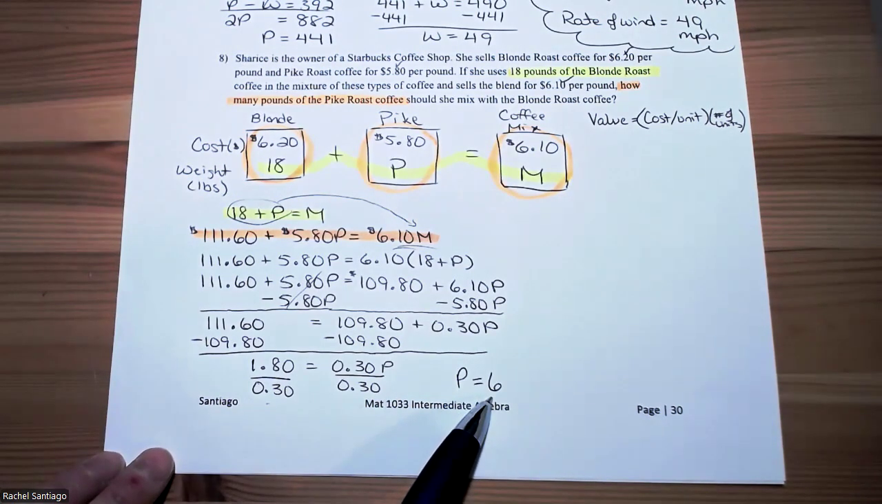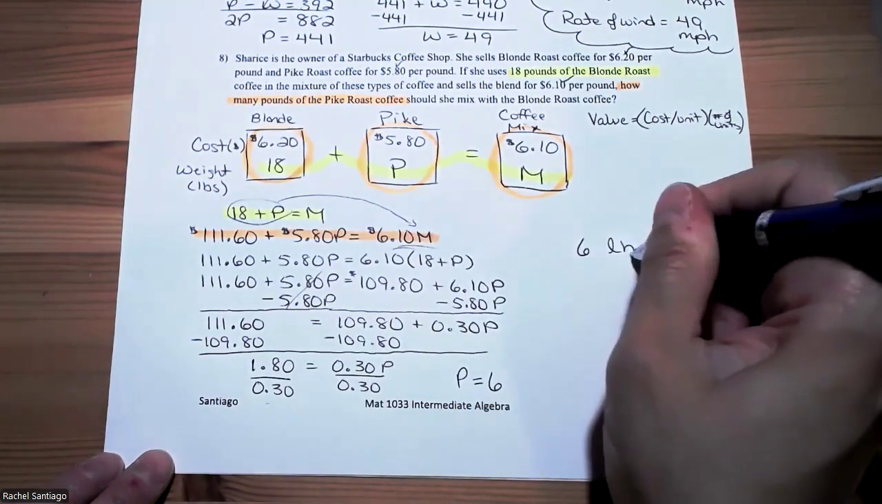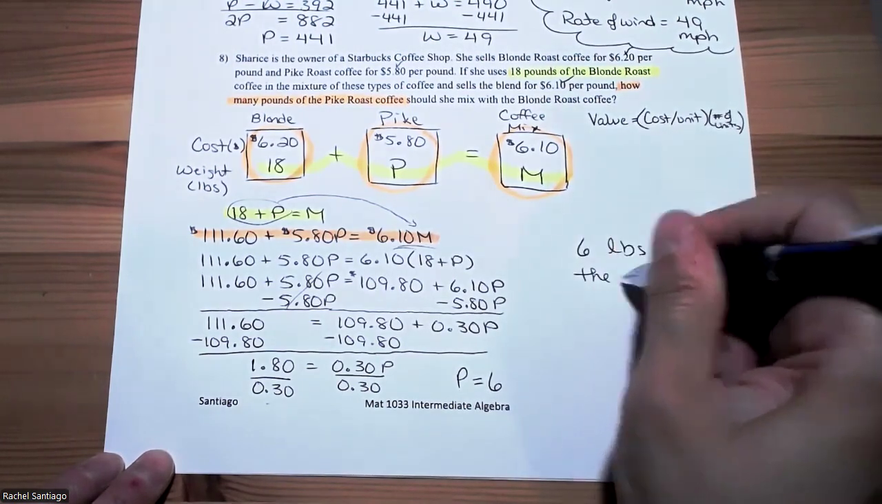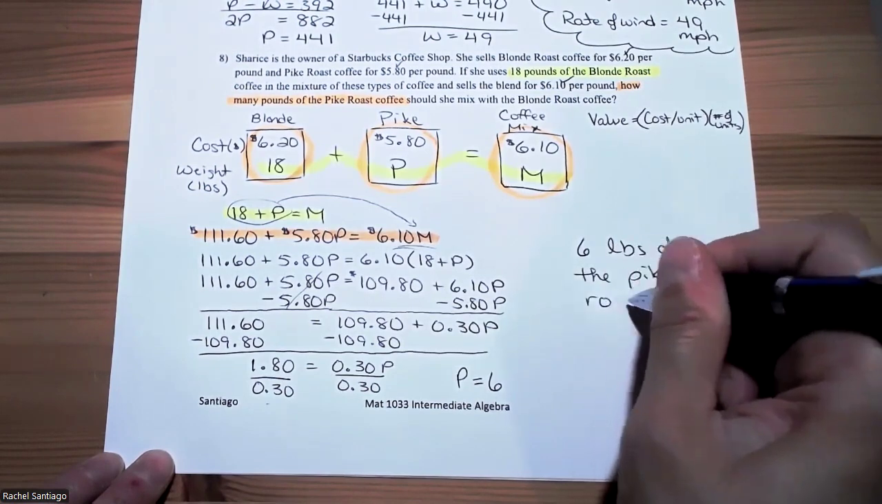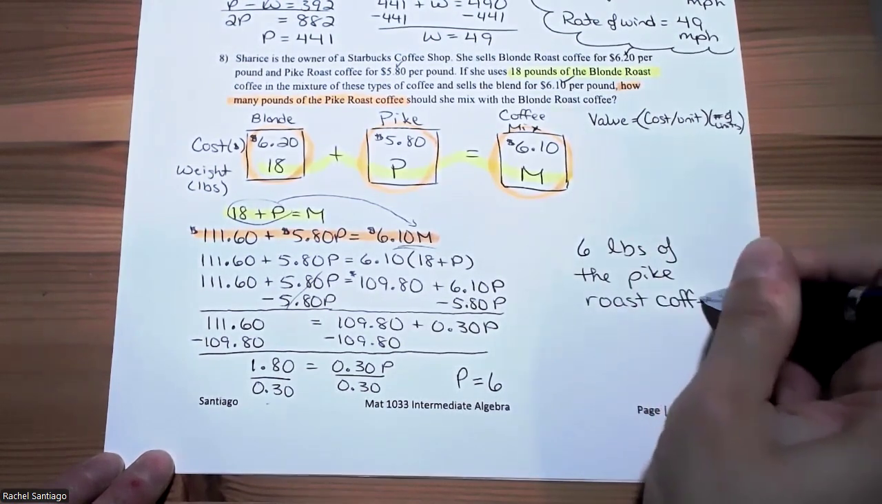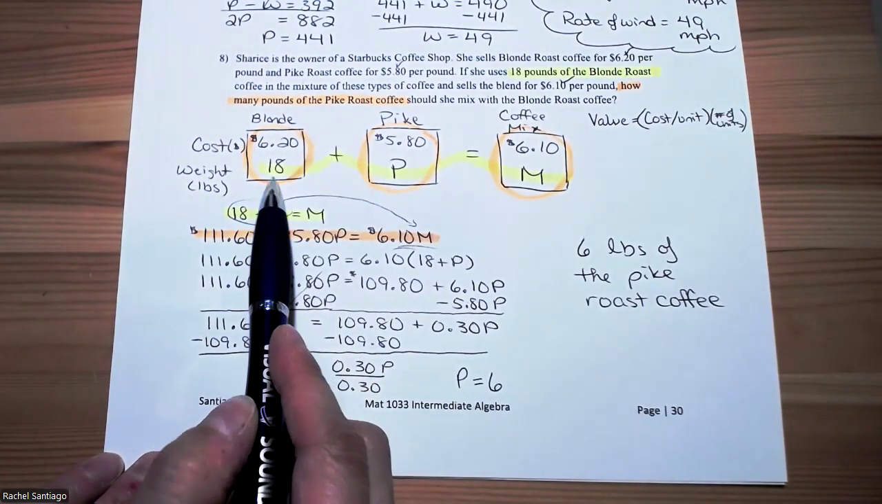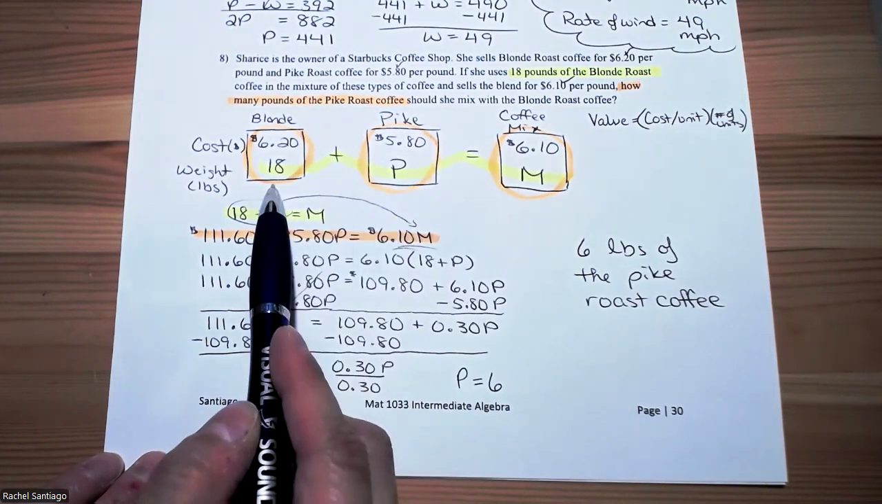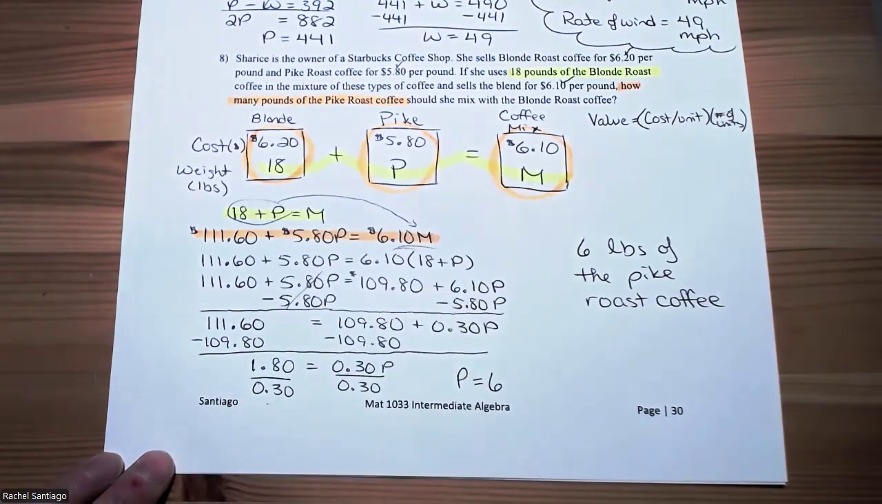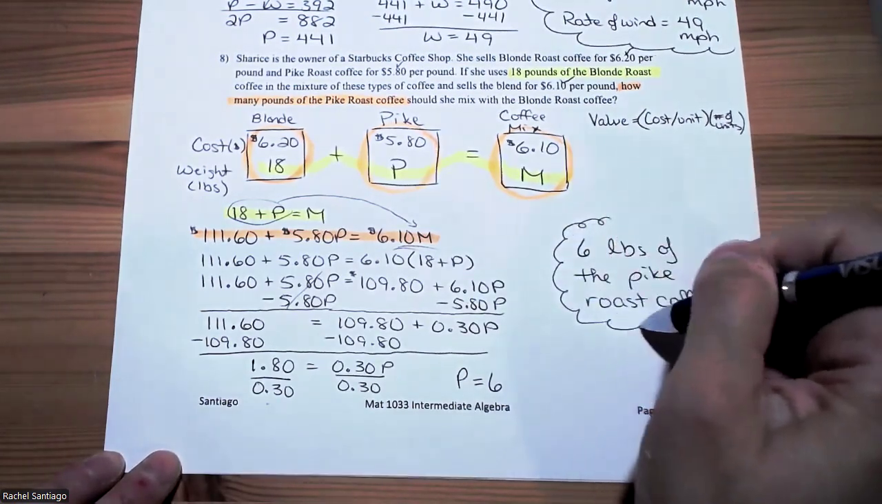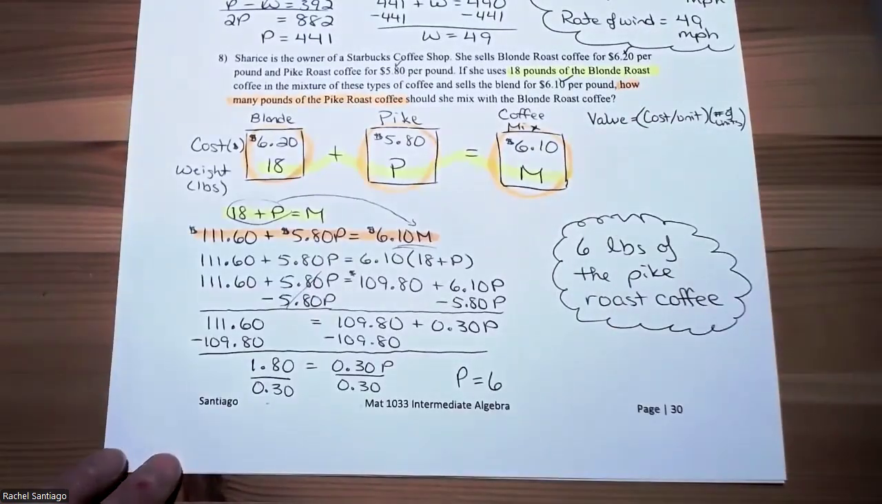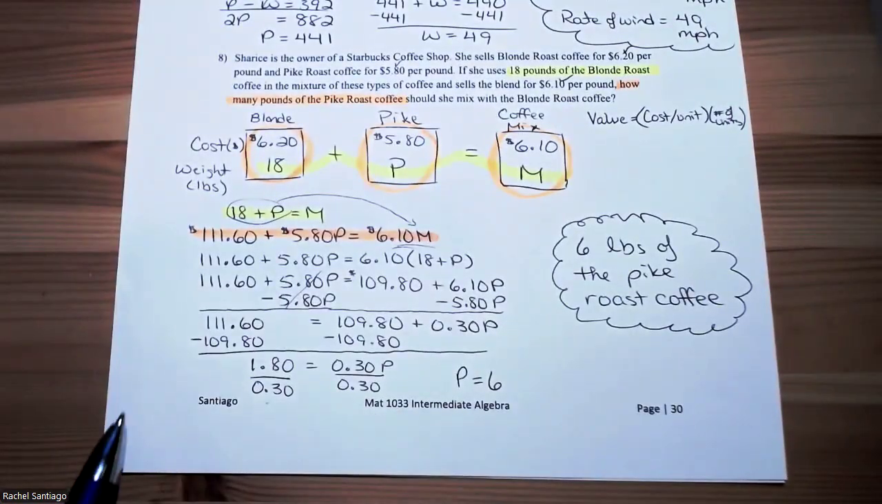That means we can finally answer this question. The question is, how many pounds of the pike roast coffee? Well, you can say 6 pounds of the pike roast coffee, and that would be the answer to your question. If it asks how many pounds were in the mixture, well, that's easy. You have 18 pounds of blonde roast, 6 pounds of pike roast, and 18 plus 6 means there would be 24 pounds total. So something to think about: the layout of this graphic organizer is really helpful because it allows you to answer all of those kinds of questions, and it's a very visual representation of the problem itself. Let's turn the page and take a look at another one.